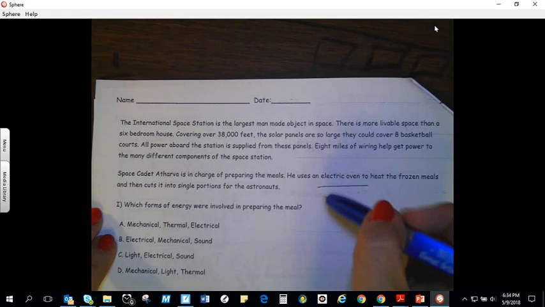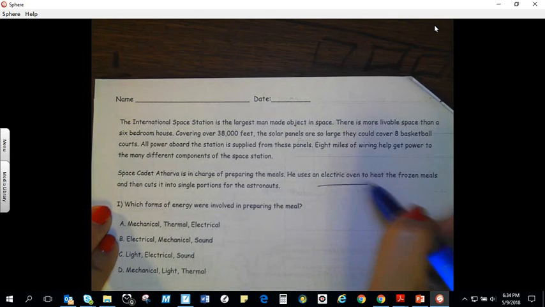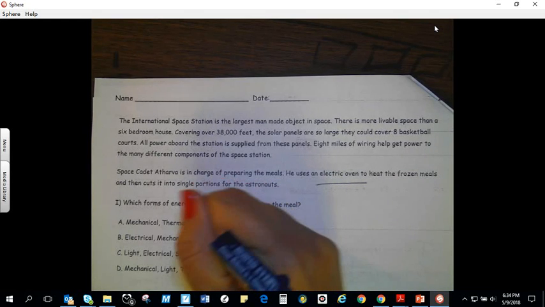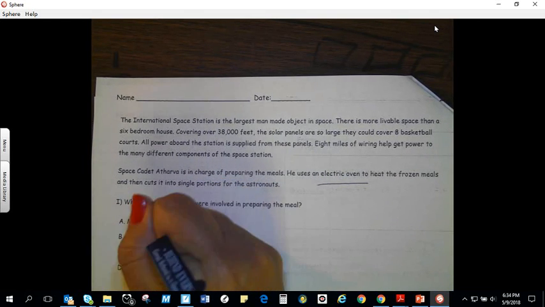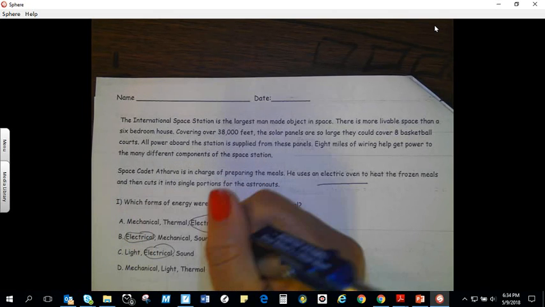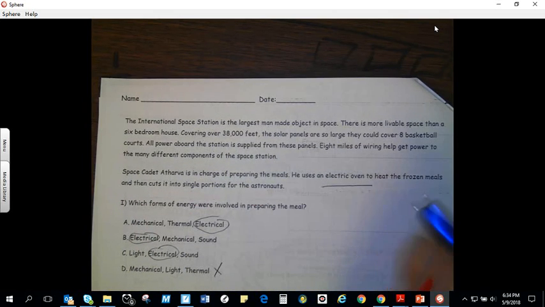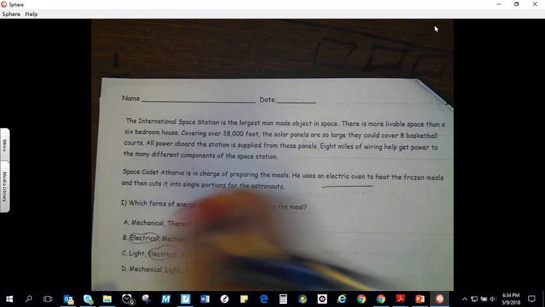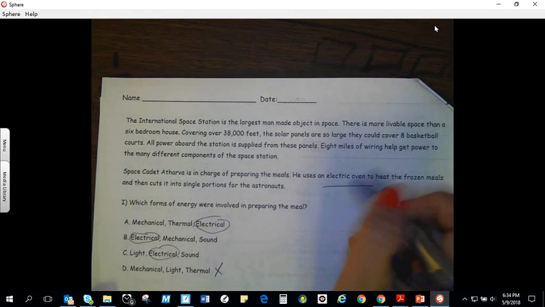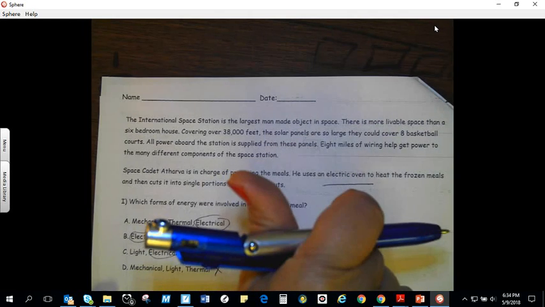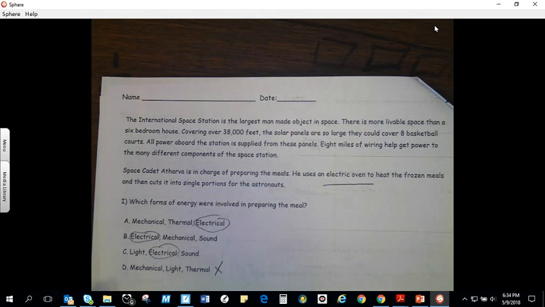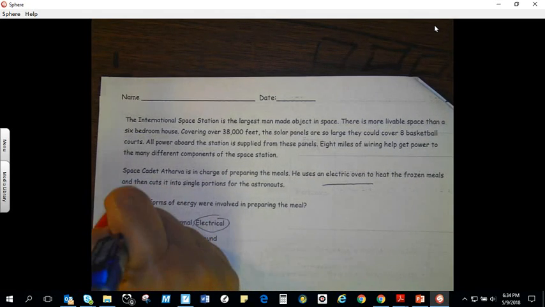Okay, so he's in charge of preparing the meals. He uses the electric, so we know that we're going to have an electric someplace, right? So I'm going to circle electric for sure, electric here, electrical here, and that's not going to count because there's no electrical. So he's going to use an electrical oven to heat the frozen meals. Okay, so in order for an electric oven to work, you're going to have to turn a knob, right? In order to turn the knob for an electric oven, because it just won't start itself when you close it up, you have to turn the knob, so that's mechanical.